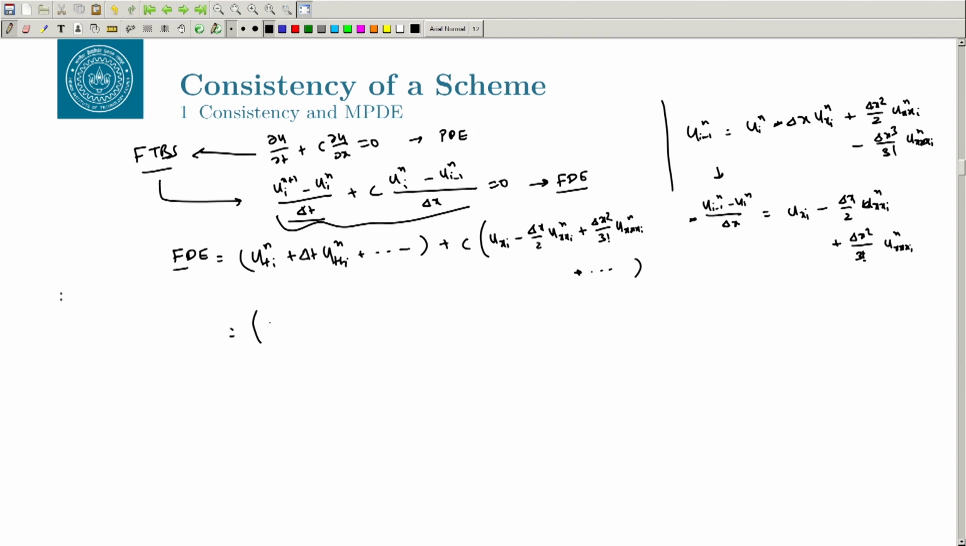So, one will be del u by del t plus c del u by del x at i n, plus the other term will be delta t u t t i n minus c delta x by 2 u x x i n, and then there will be higher order terms. That will be order of delta t square and delta x square. As I told you, plus or minus does not matter, all we are looking at is the order of the term.